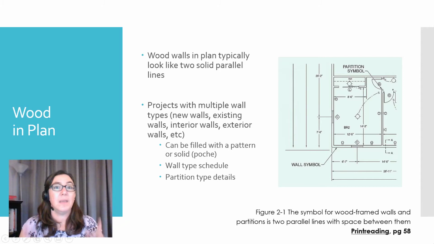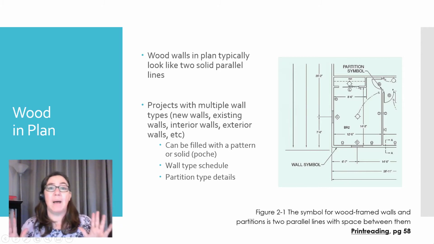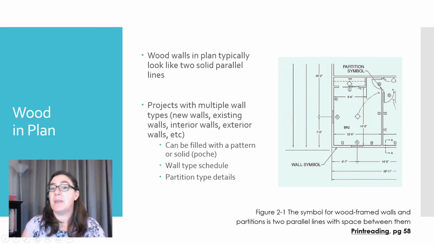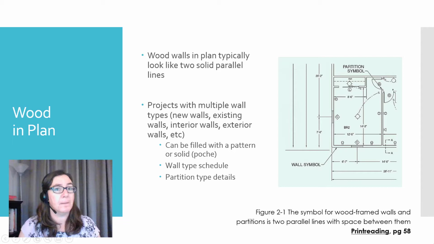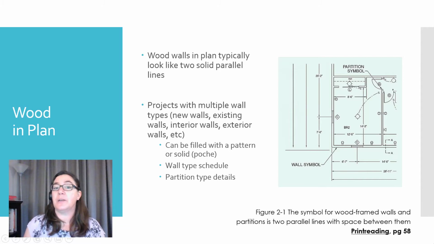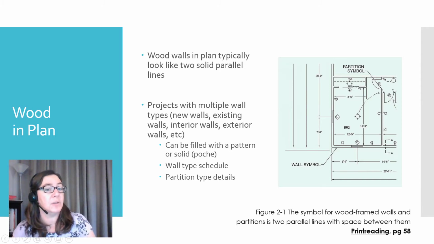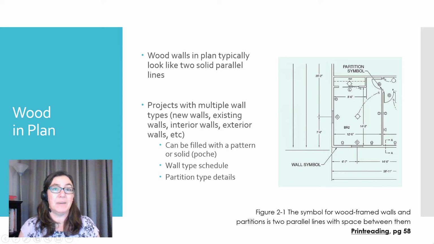You can differentiate between these different wall types by filling them in with a pattern or with a solid black color. That works if there's only one or two or three types of walls. Or in a more complex project, there's going to be a wall type schedule or partition type details.